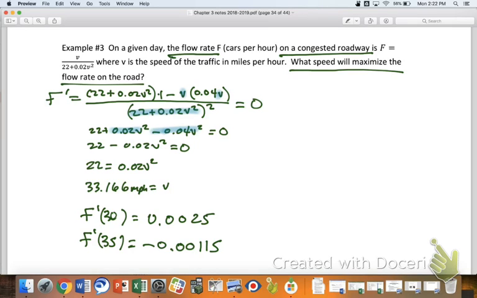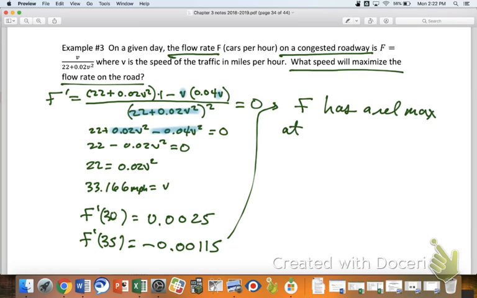So then for writing it out, could you say f has a relative maximum when v equals 33.166 because on the left f prime of 30 is positive and on the right f prime of 35 is negative? Sure. Does that work? Okay, well said. Yep, I'll write that out up here too. So we'll say f has a relative max.